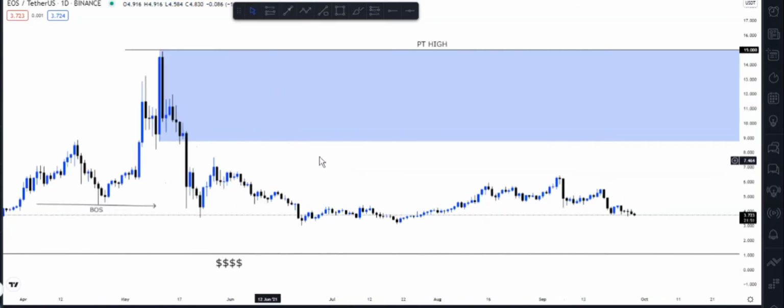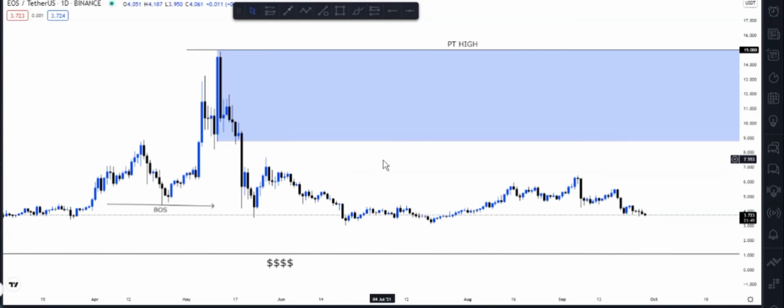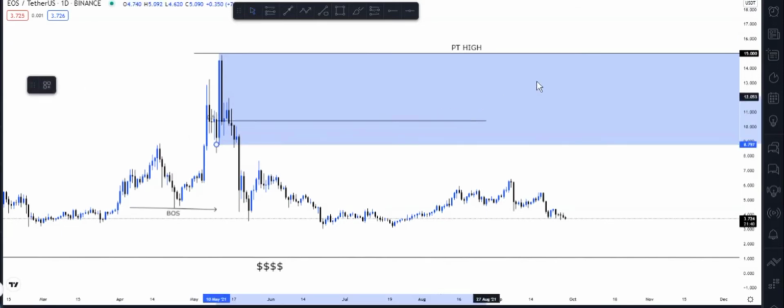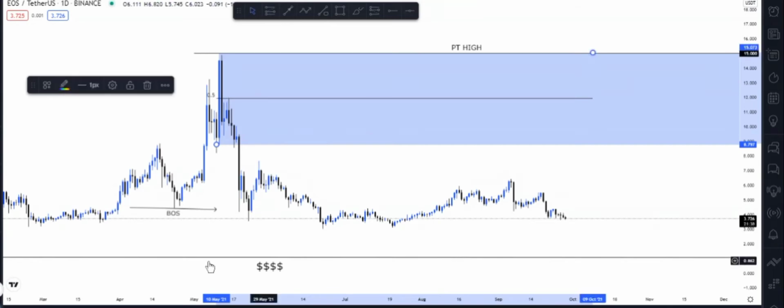But you might be wondering, this is really big, right? So this is the idea. This is what I do when I've got a very, very large POI. I tend to take the 50% of it.